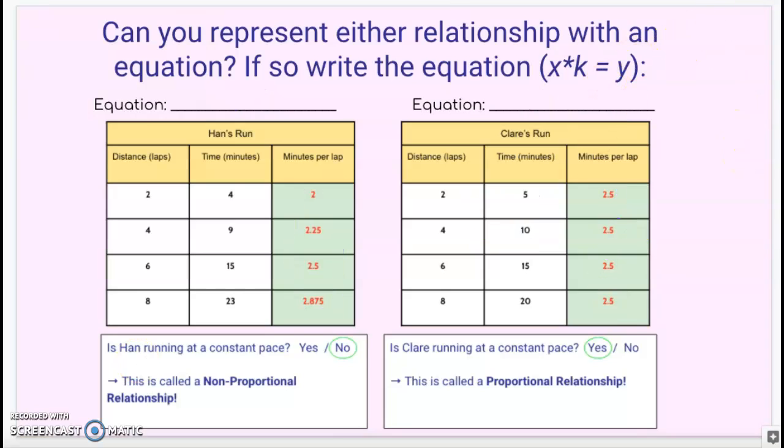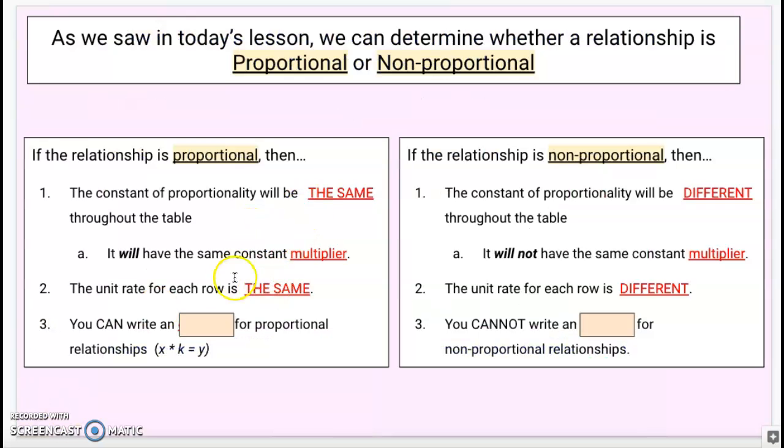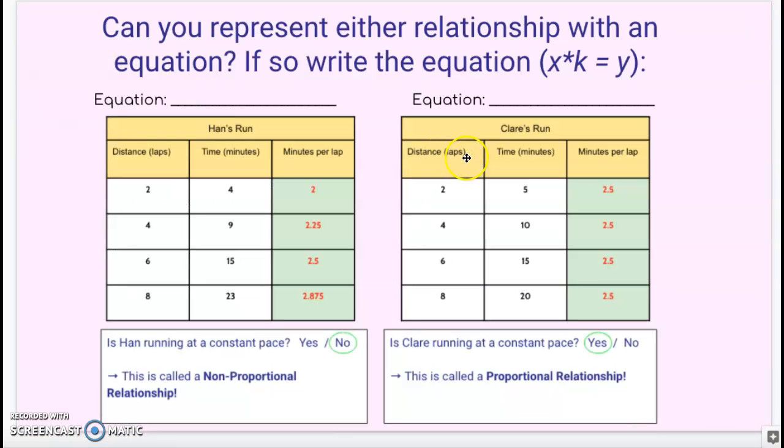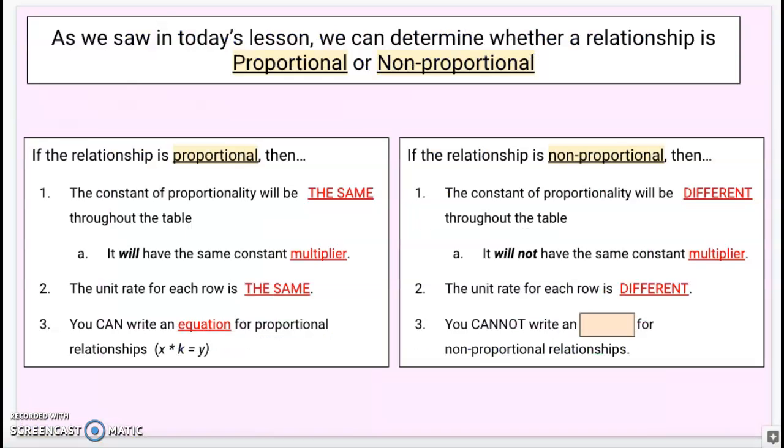So, here we go. We had this at the beginning. I said, if you're going to write anything down, please write this down. Add this last little bit for me. In proportional relationships, if you find a table that has a COP, you can write an equation for that proportional relationship. X times k equals y.